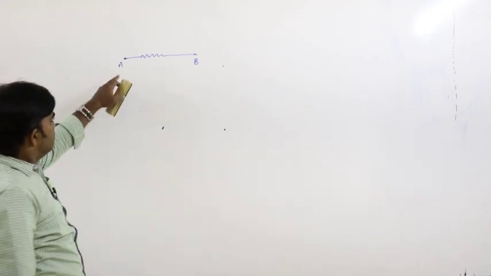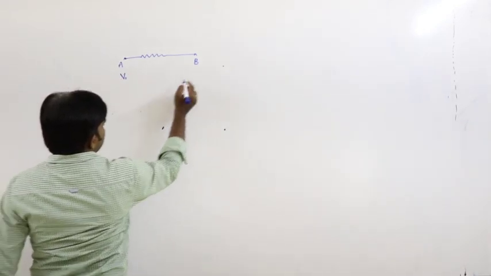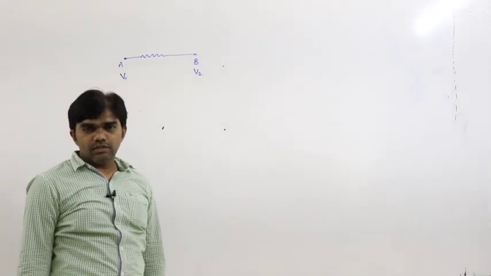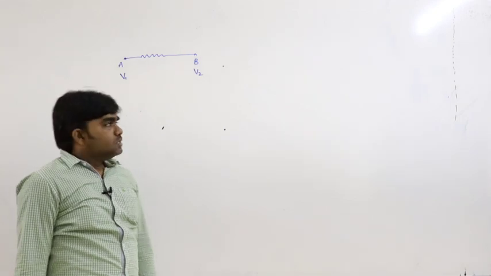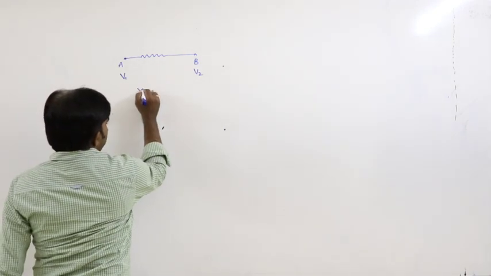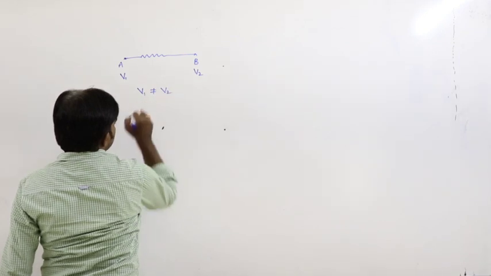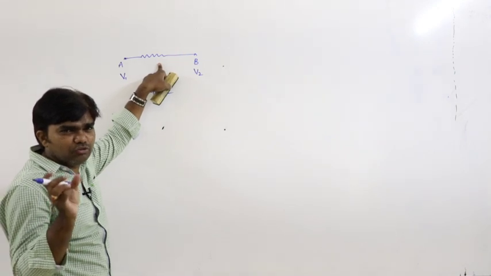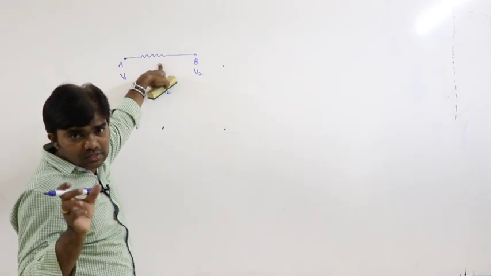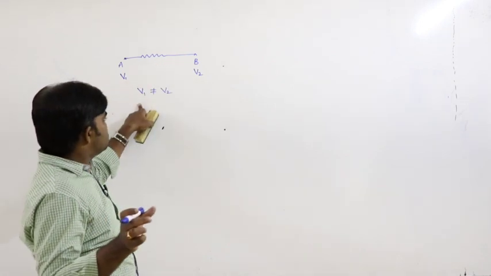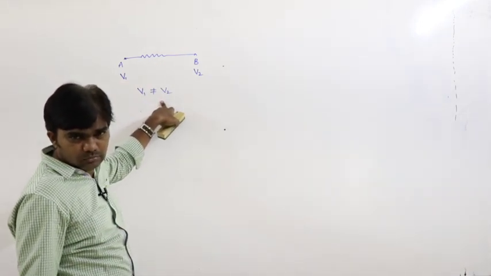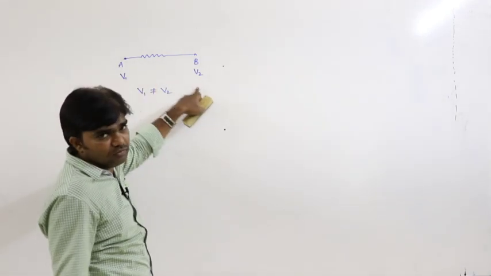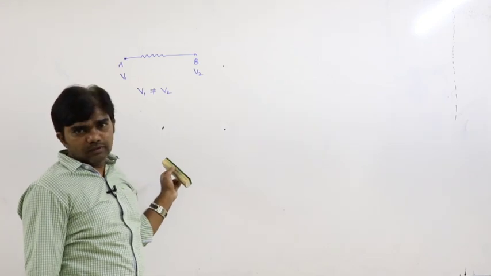For example, here let us say potential at the point A is V1, potential at the point B is V2. So if here is the resistance, V1 does not equal V2. Because of the existence of the resistance, definitely a certain amount of potential must be dropped. That means V1 does not equal V2. So definitely V1 must be greater than V2 or V2 must be greater than V1.